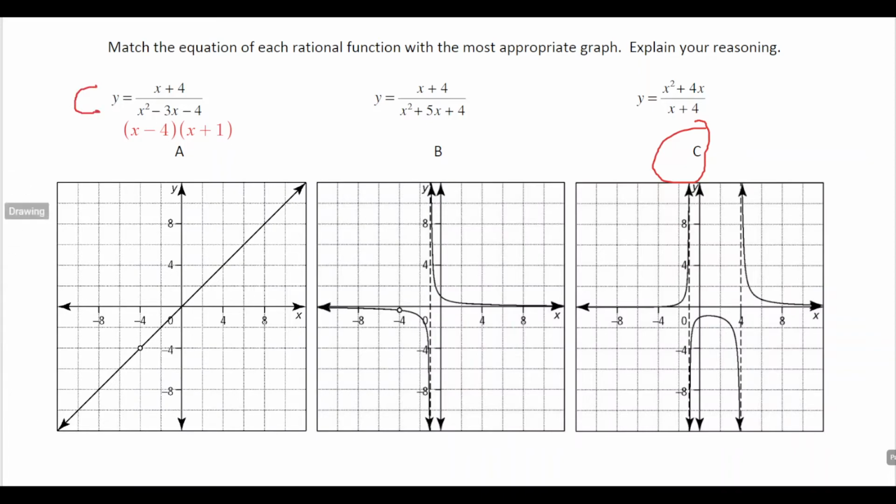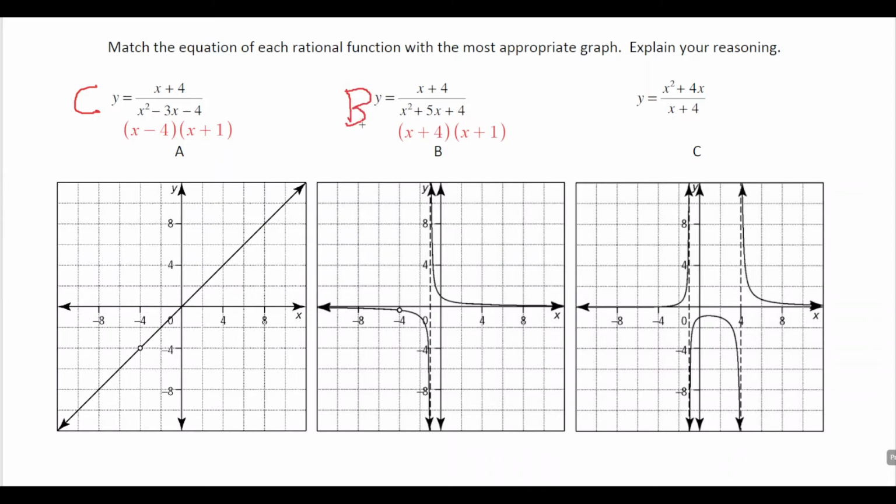So for the next one, we can factor that denominator as x plus 4 times x plus 1. So this one should have a hole at -4. Now both of these two have a hole at -4, but this one in the middle, B, also has a vertical asymptote here at -1. So since this one doesn't have that, we can be pretty confident that this is going to be B.